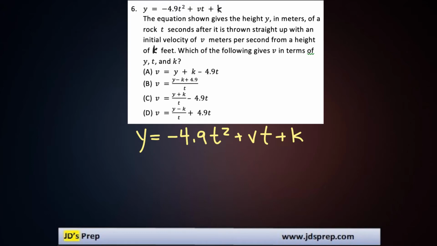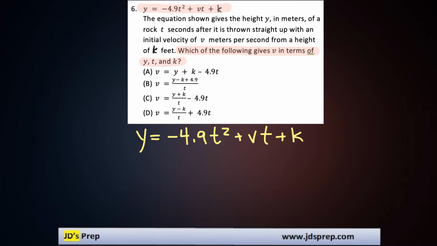In this problem, we're given the equation y equals negative 4.9 t squared plus vt plus k. Now, the only important thing to answer this question is the very last sentence here. Which of the following gives v in terms of the other three variables? In other words, how do we isolate the variable v? And then what would that equation look like?